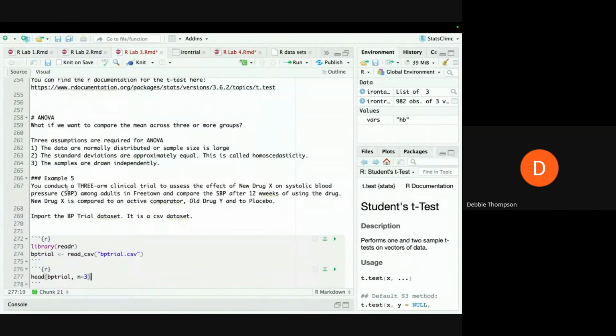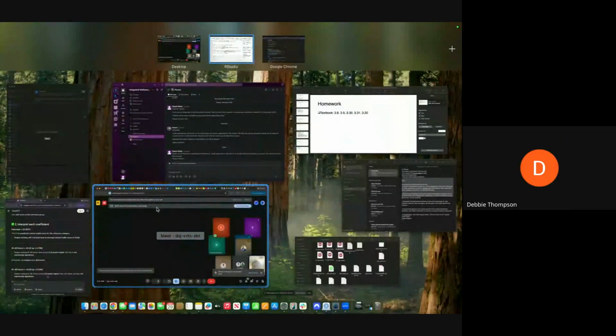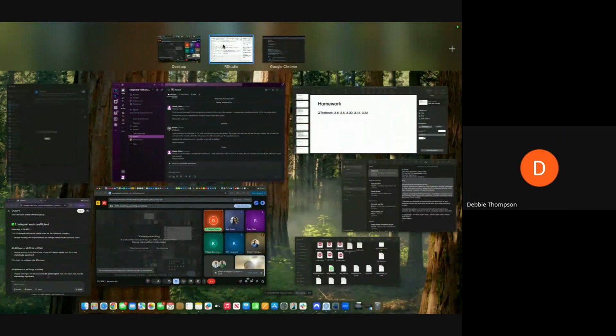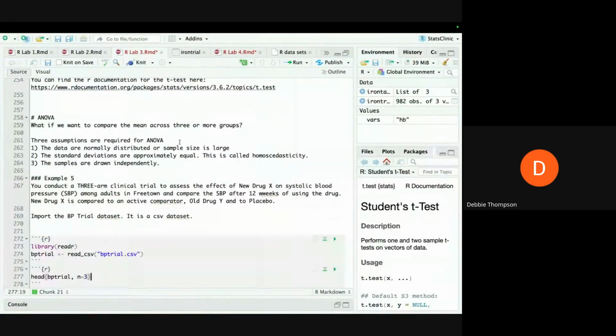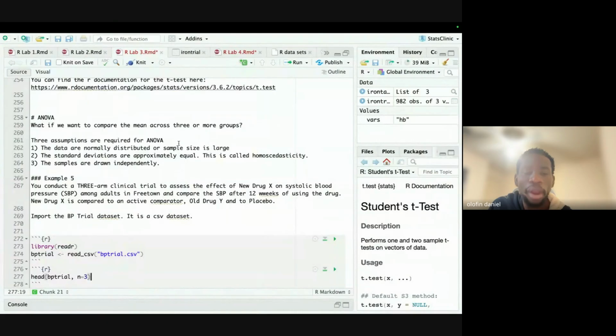I'm sorry, I have a quick question. I raised my hand. Can you make the point again about the sample size being 30 or more and what that means? I missed it.